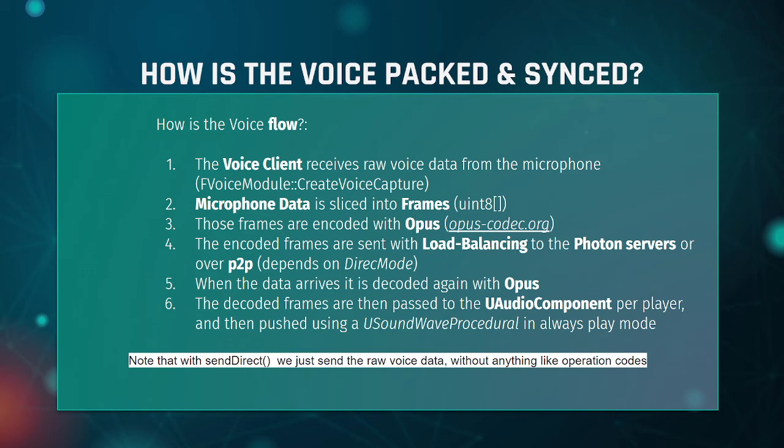So when the data arrives from the other client to my local player, or the other way around, if I'm sending the voice data to another player and that player receives these frames, then they are decoded again with the same library. These decoded frames are then passed to the audio component that every player has for each connection. And then the audio component is going to push that using a procedural sound wave, and then you will hear the sound.